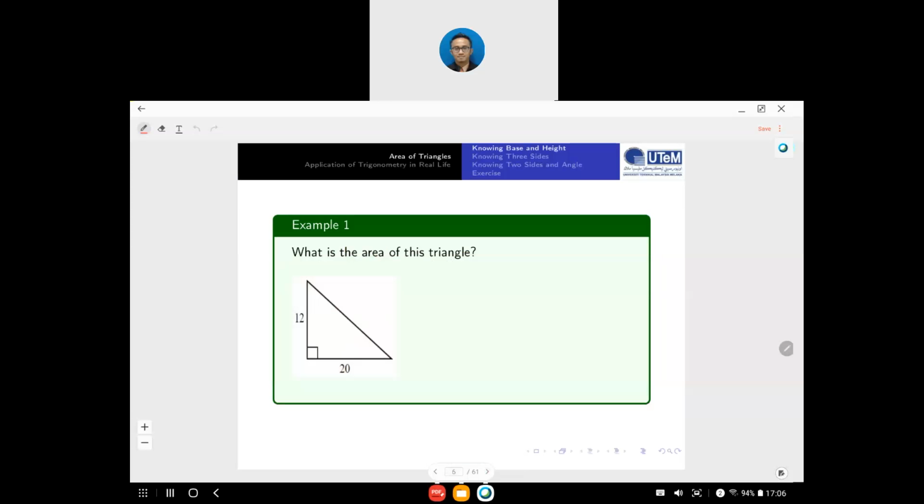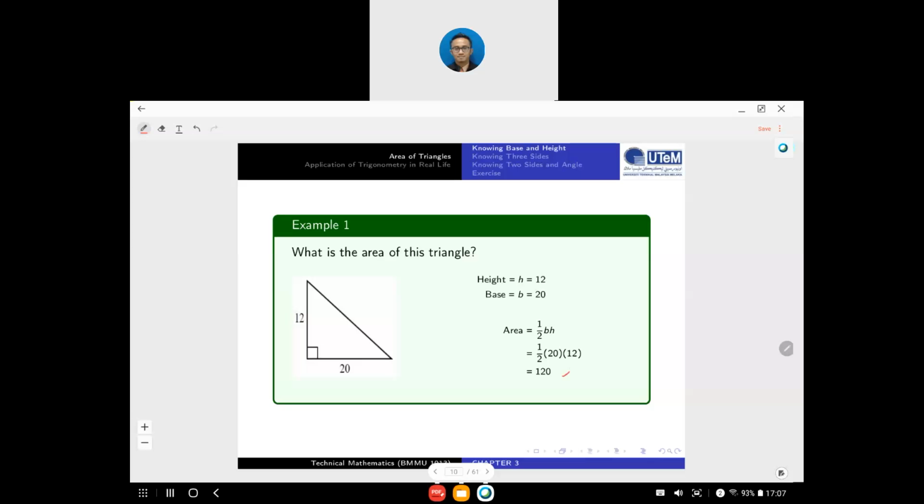Let's look at the example. What is the area of this triangle, where the base is 20 and the height is 12? We can directly calculate the area: 1 over 2 times base times height equals 1 over 2 times 20 times 12. So we get 120 as the area.